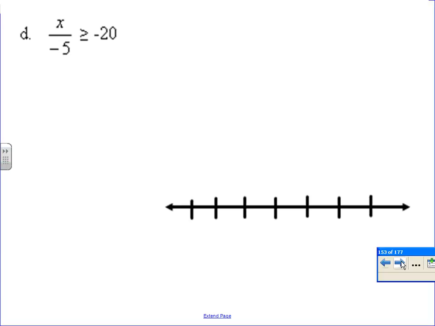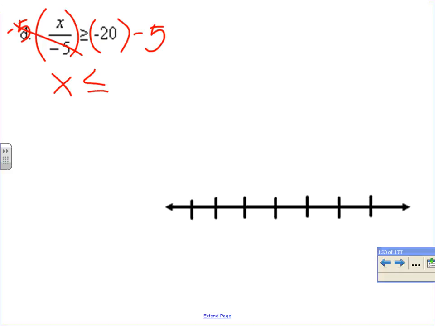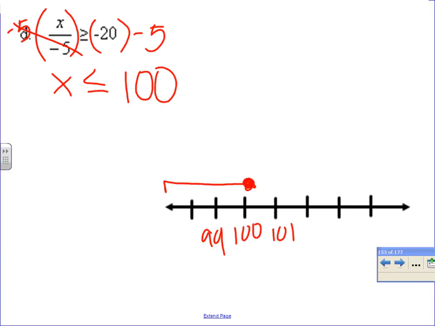Okay, Emma H, how do we get rid of the negative 5 on letter D? Good. So multiply both sides by negative 5. Jeremy, what happens when we multiply both sides by a negative? Good. So the inequality sign gets flipped. So that changes to less than or equal to. Negative 20 times negative 5 is positive 100. Take your number line, put at least 3 numbers on it, filled in circle above 100, arrows going to the left.